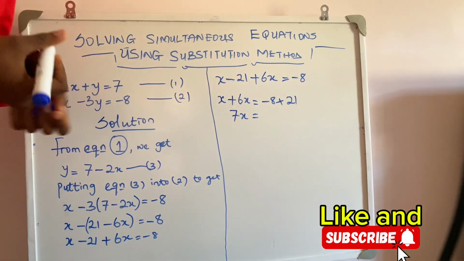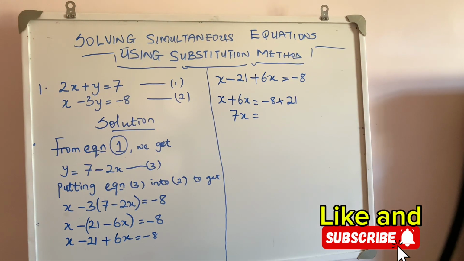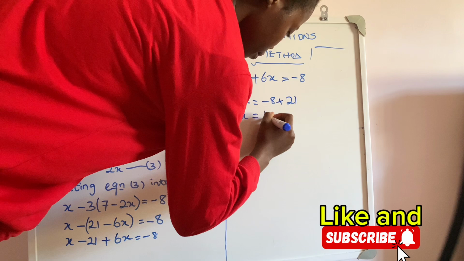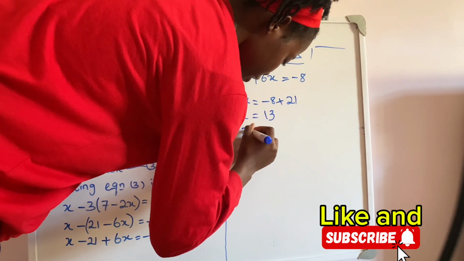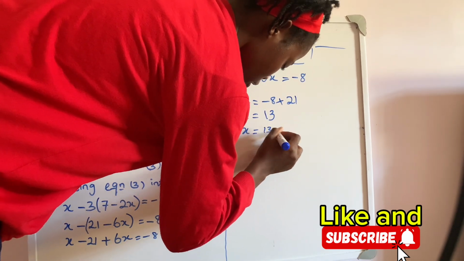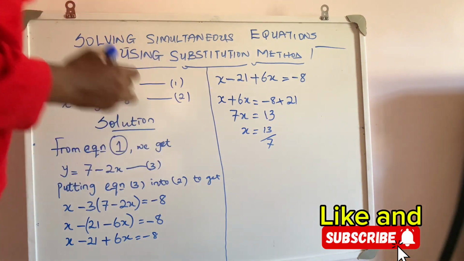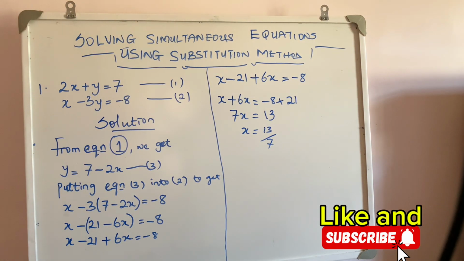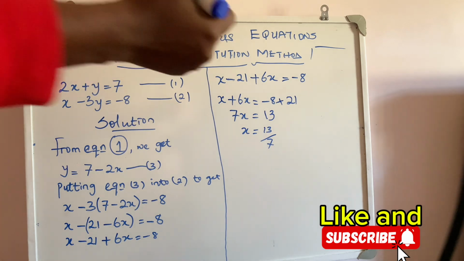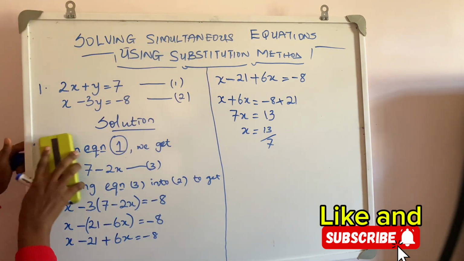Minus 8 plus 21 is what? You have to get the answer, okay? So that's 21 minus 8, which is going to give us 13. So that means your x is equal to 13 over 7. Okay, that's our x.